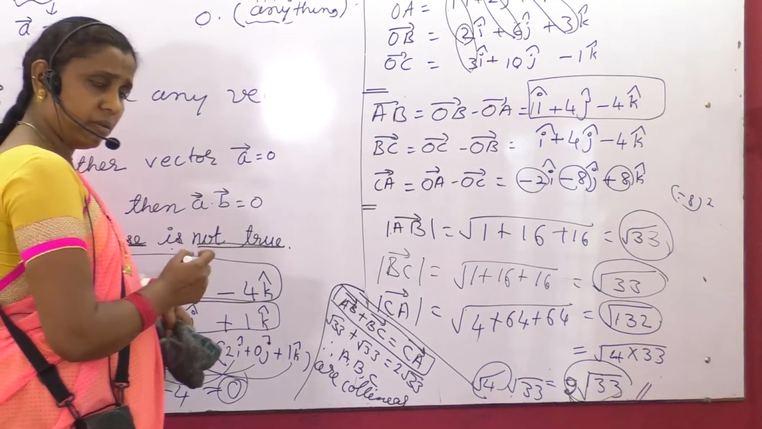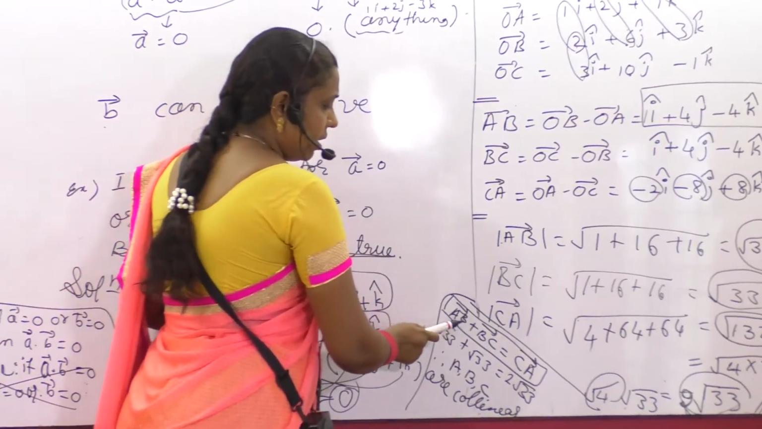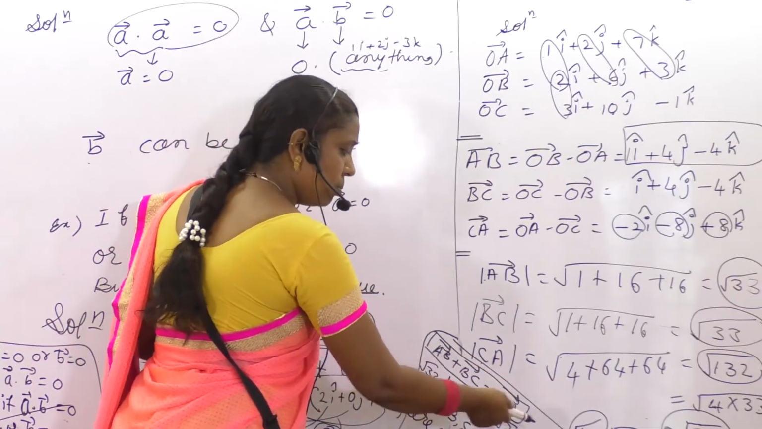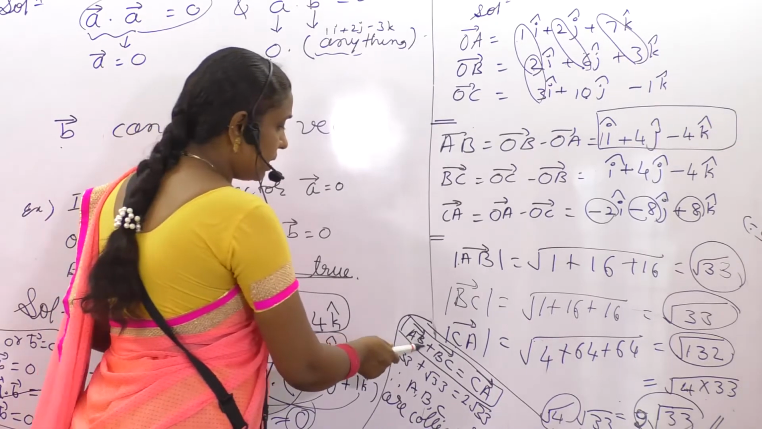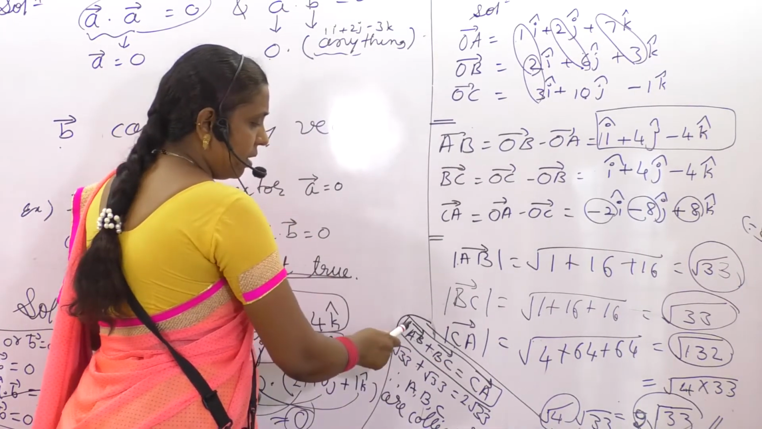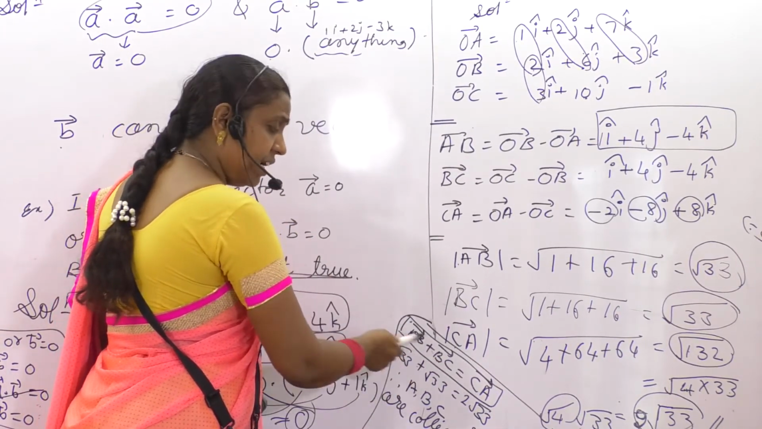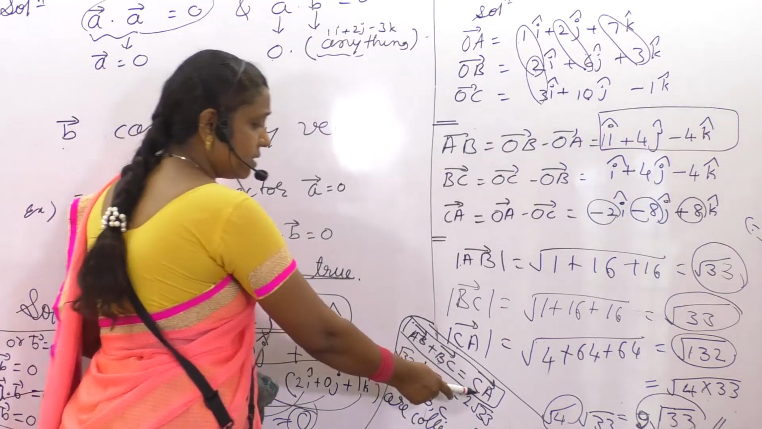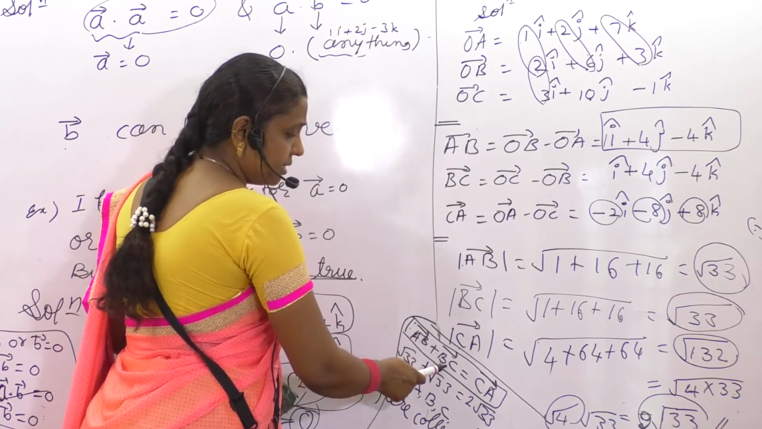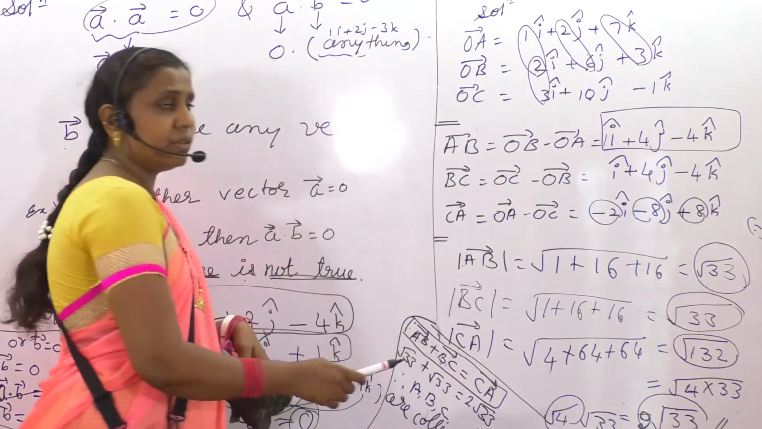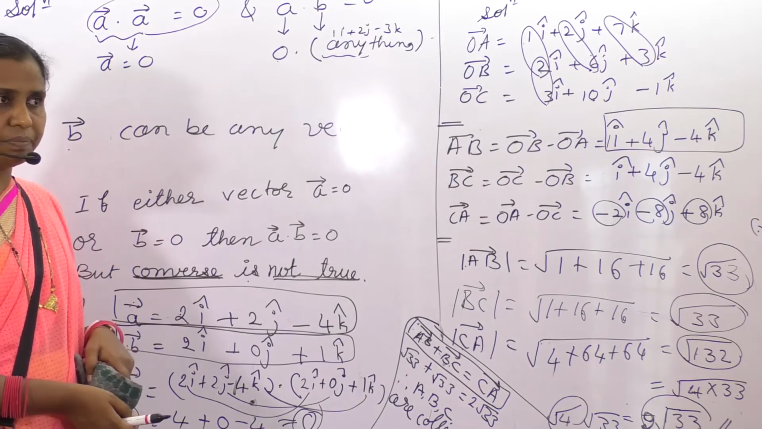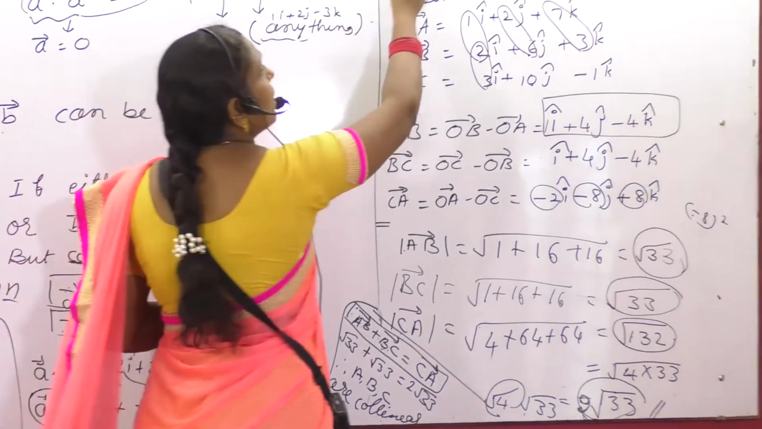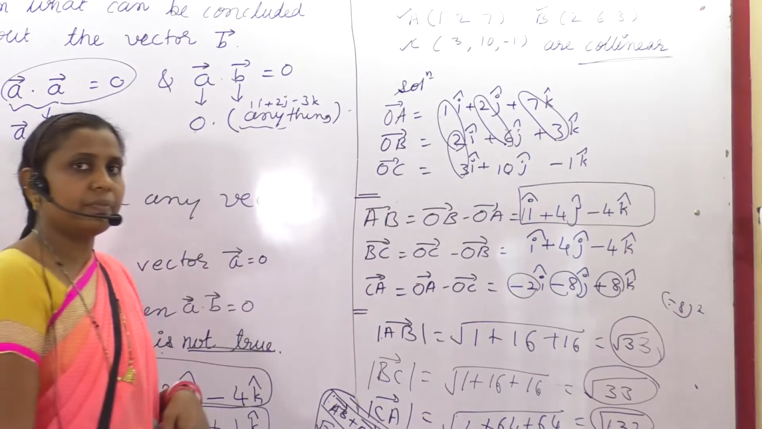Which condition is to be satisfied? AB plus BC equal to CA. It can be like AB plus AC is equal to BC. It can be like BC plus CA is equal to AB. The sum of any two sides should be equal to the length of the remaining side. Okay, this is how we are going to prove the 3 points are collinear.